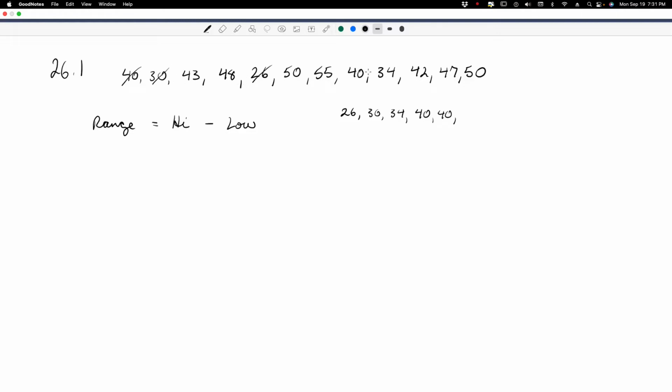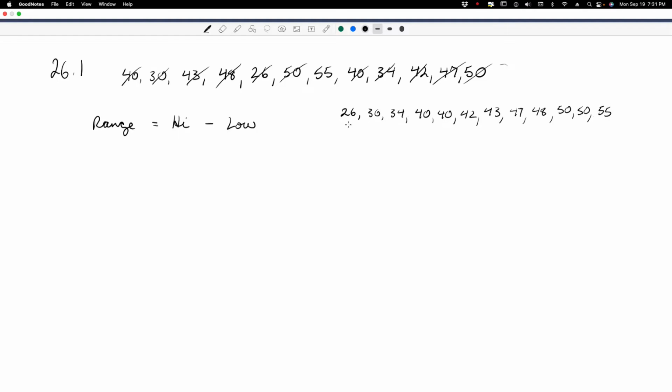I see 47 and 48. I see 50 2 times. And I see 55 is the last number. All right, writing it in numerical order really helps because now it's really easy to see the highest number and the lowest number. So the highest number is 55 and the lowest number is 26.